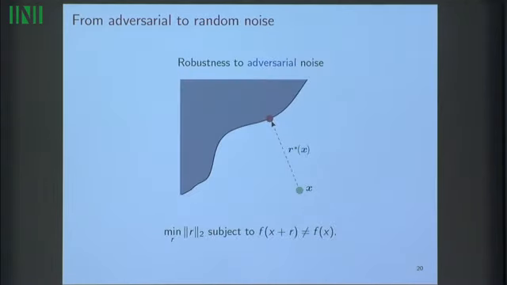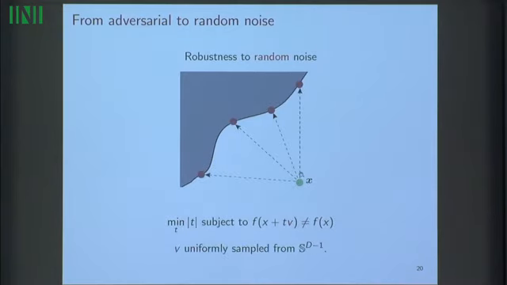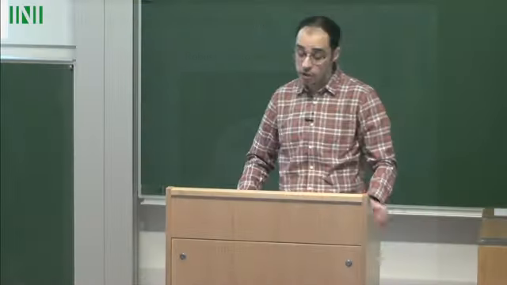Recall that the robustness of classifiers to adversarial perturbations was defined as the distance from the data point to the decision boundary. Now we can define the robustness of classifiers to random noise in a similar way, but where the direction is random. So we're not taking a direction in an optimal way, but rather taking random rays, and seeing how far I should go in order to reach the other side of the decision boundary. This now becomes a random quantity, because the directions are chosen randomly.